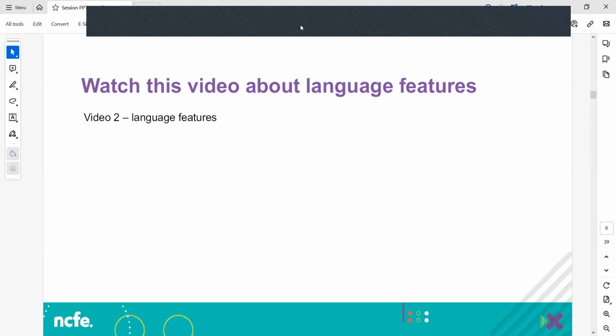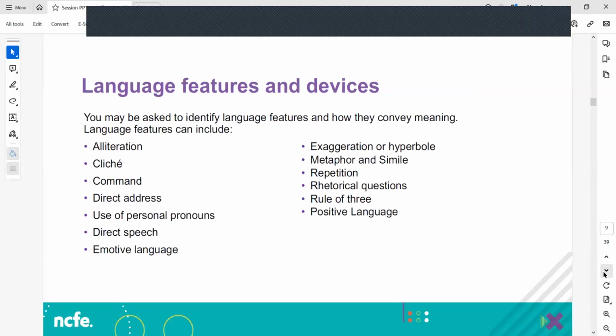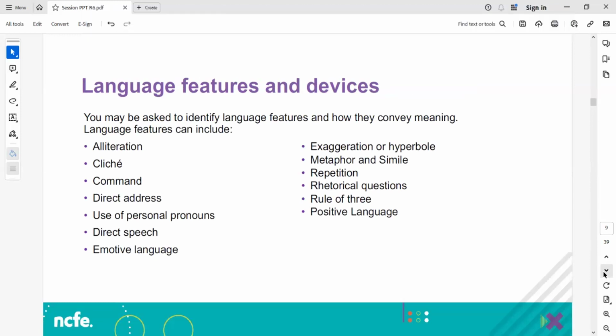Okay, any questions about either of those videos? Okay, so we're going to look a bit more at some of those things that were featured in the videos. So we heard about most of these in the videos, language features and devices. You might be asked to identify language features that have been used and how they are used to convey meaning. And we've got a list of examples there. Most of these have been highlighted and explained in the videos.